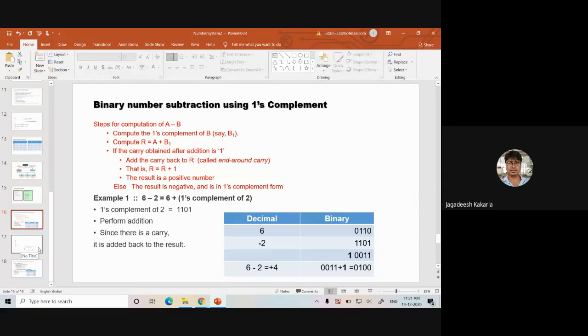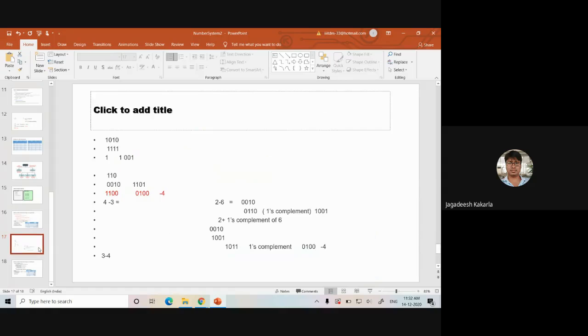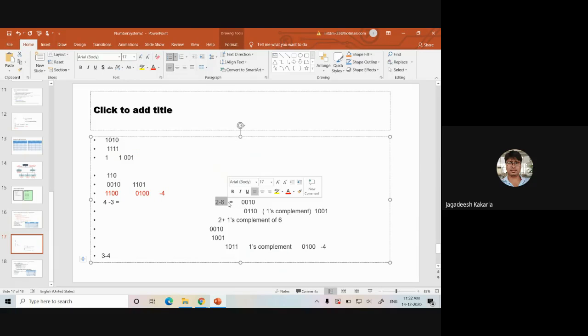because I gave 2 minus 6. I asked everyone to do 2 minus 6. Okay, is it clear? Someone has asked the doubt. Is it clear?